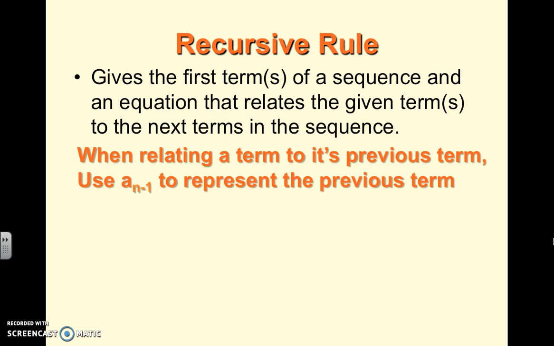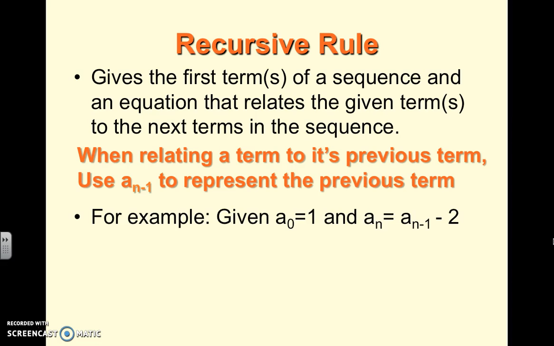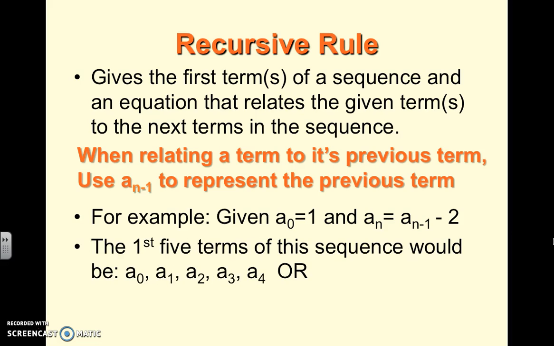Okay, so any term is a sub n. The previous term is a sub n minus 1. For example, if we're given a sub 0 equals 1 and a sub n equals a sub n minus 1 minus 2, the first 5 terms of the sequence would be a sub 0, a sub 1, a sub 2, a sub 3, a sub 4. Now in this case, because they started with a sub 0, that's why we're starting with a sub 0. If they started with a sub 1, that's what we would start with.